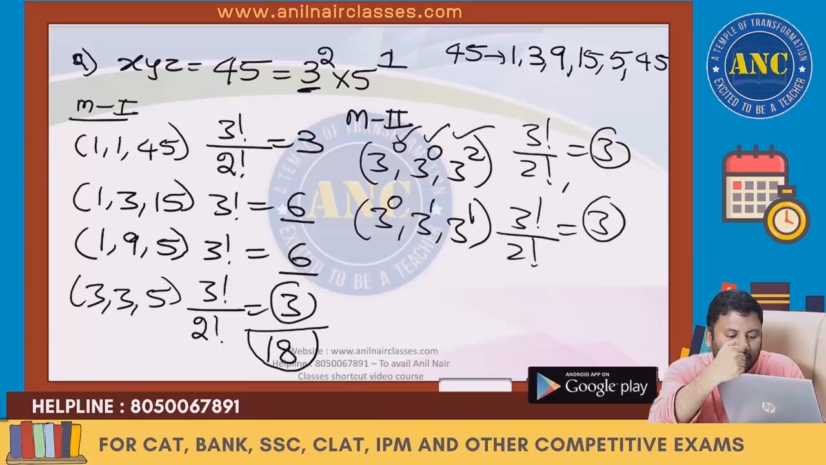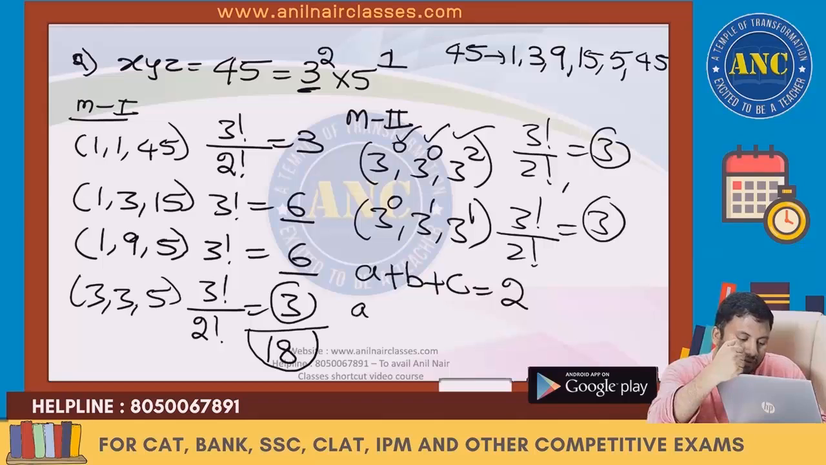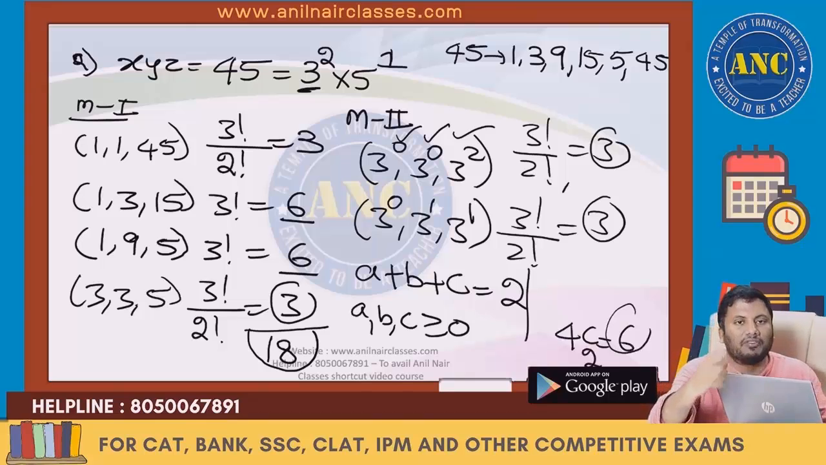The powers can be 0, 1 or 2. The powers are A plus B plus C. The sum of the powers is 2, and the powers can take 0. So 2 plus 3 is 5, and 4C2 is 6. Are you all with me?